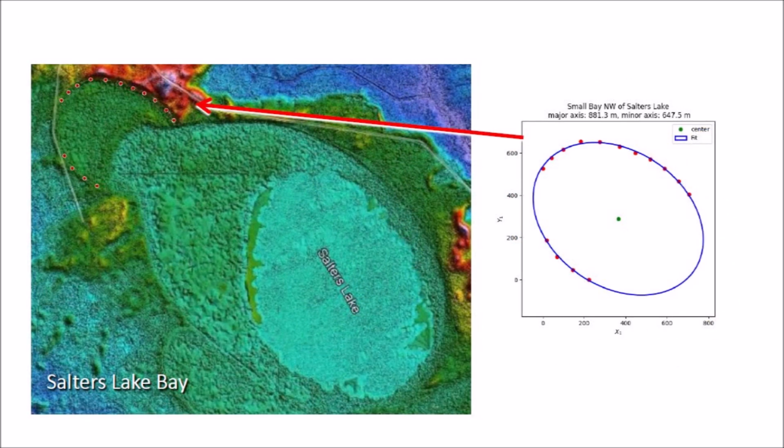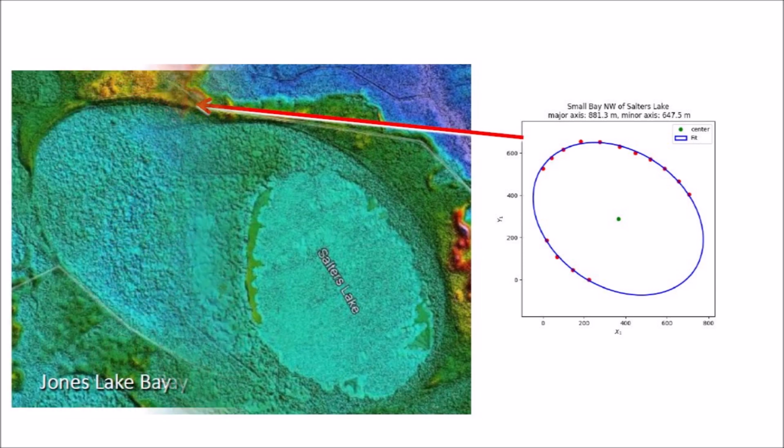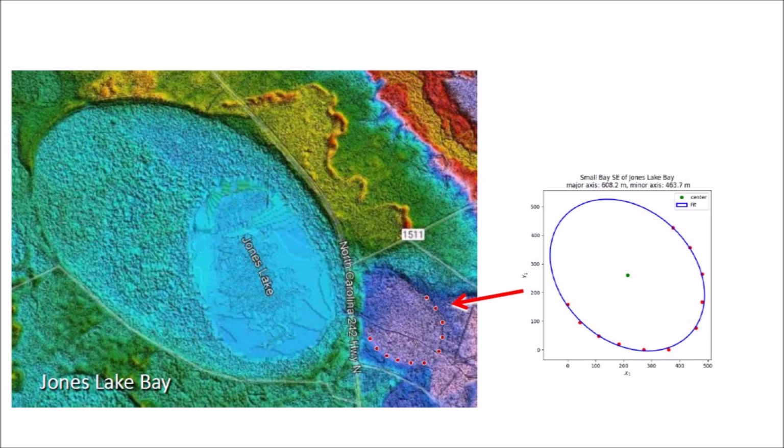The small bay on the northwest side of Salters Lake Bay is also elliptical. The west rim of the small bay is obscured by a road, and its southeast edge was completely covered by the emplacement of Salters Lake Bay. The small bay to the southeast of Jones Lake Bay is also elliptical. We can see that the thickened rim of Jones Lake Bay overlays the western part of the small bay, and no sample points were taken at that location.